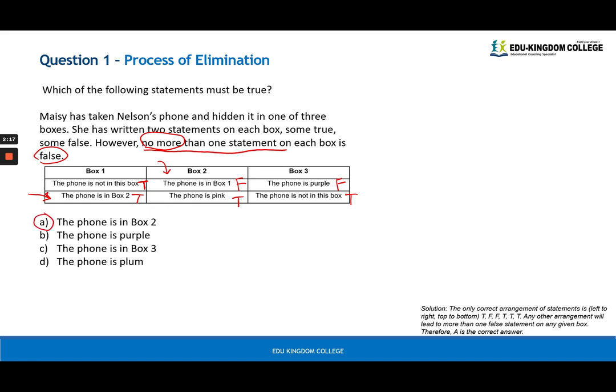Let's check the other ones to see if they're incorrect. The phone is purple, no, it's pink. Phone is in box 3, no, box 2. Phone is plum, no, it's pink. So A is the answer.